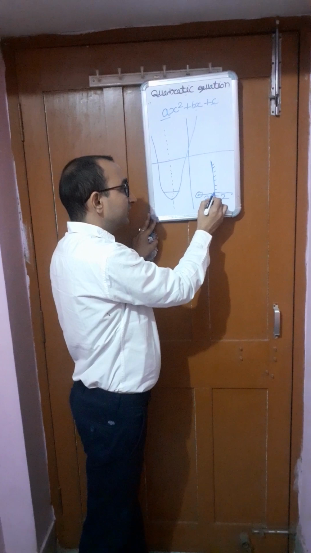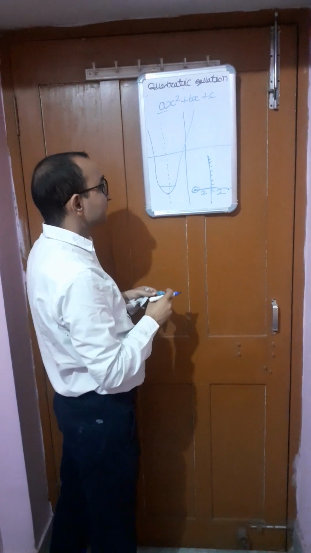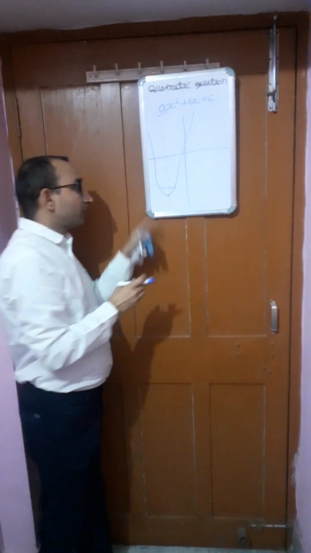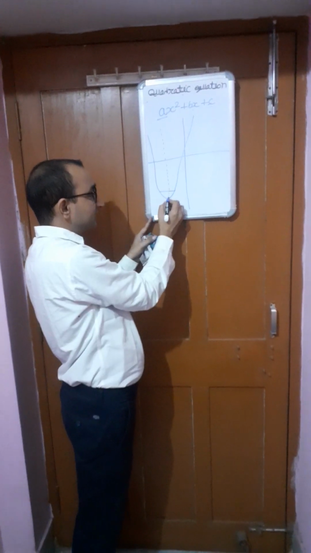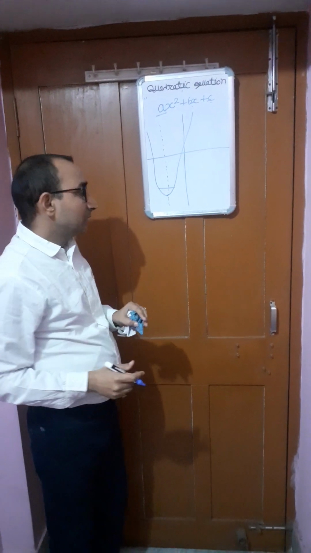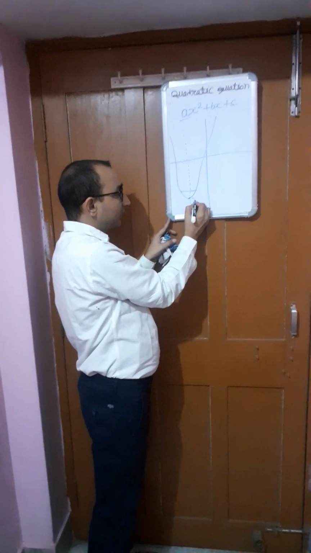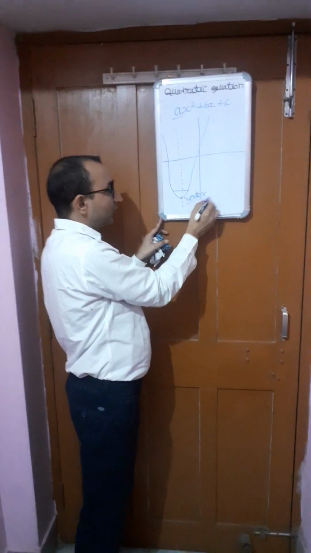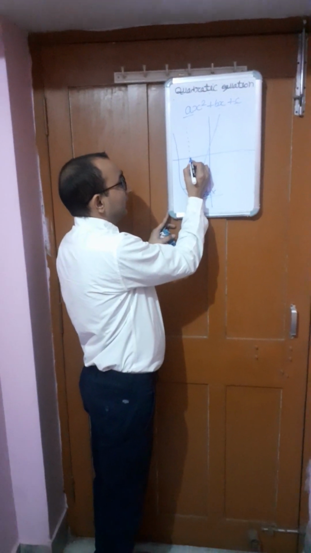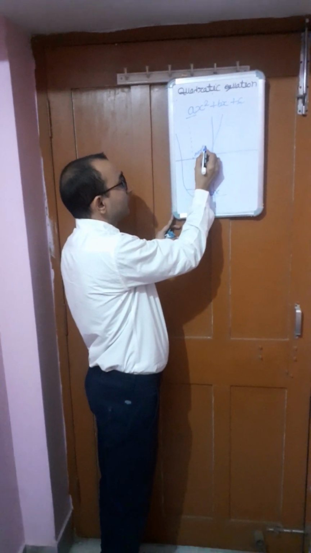From here the distance is the same and from here the distance is the same, it is called the symmetry. So if the axis of symmetry and the parabola cut, that point is called the vertex. This is the axis of symmetry, that is why the foot of it is the midpoint.